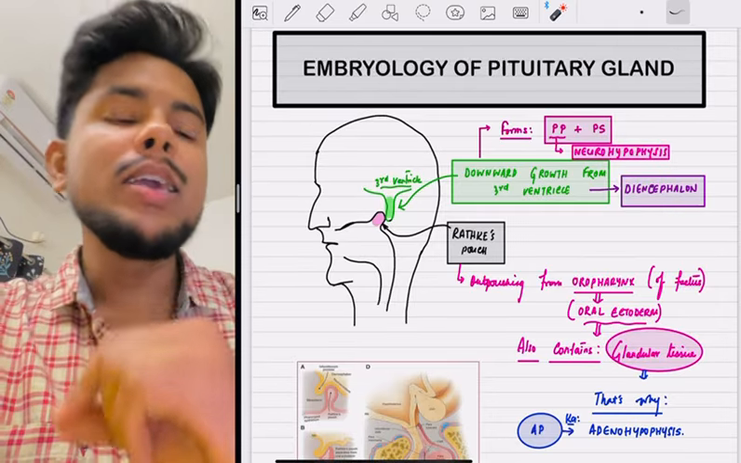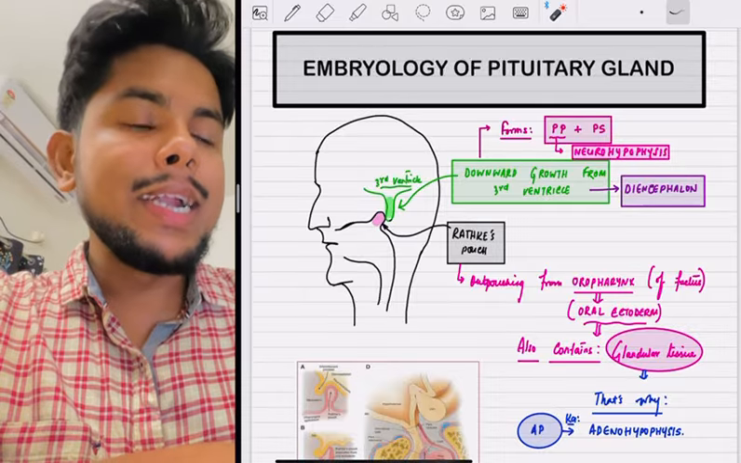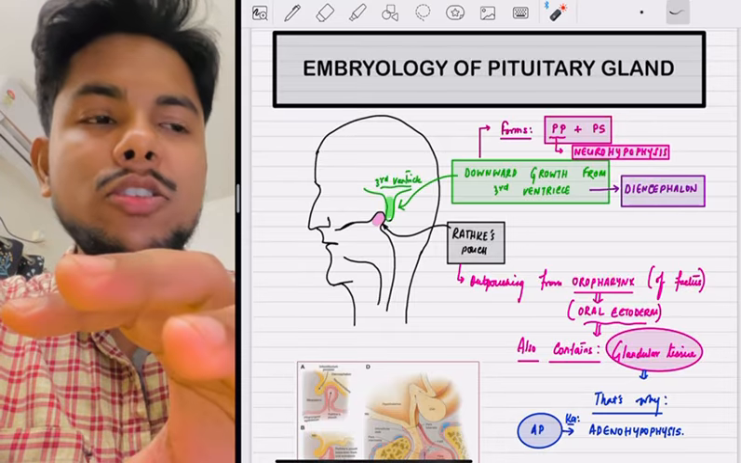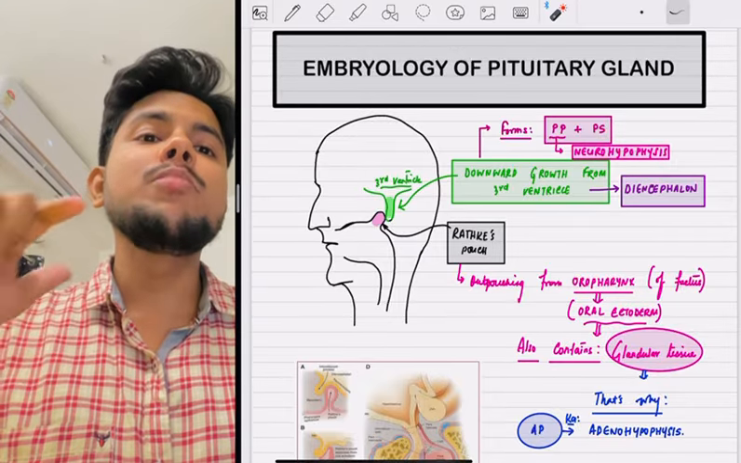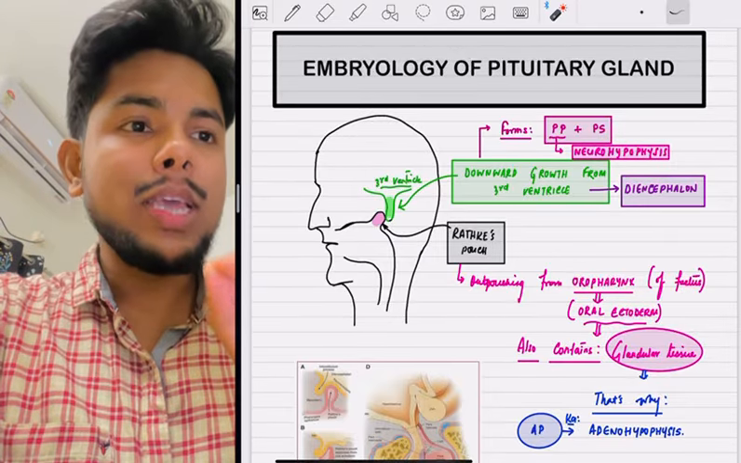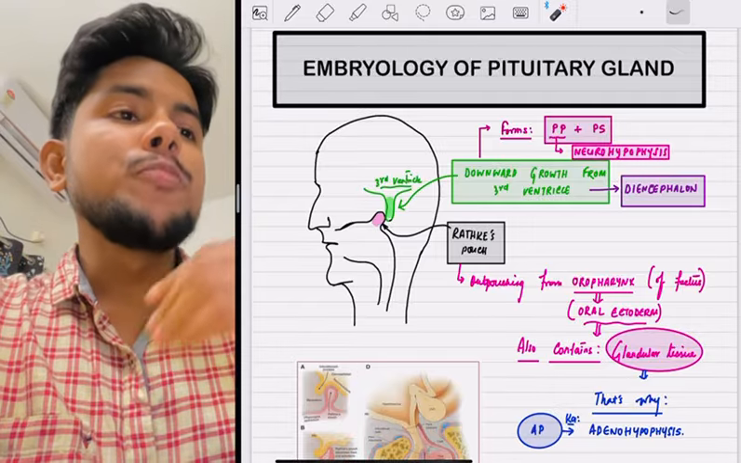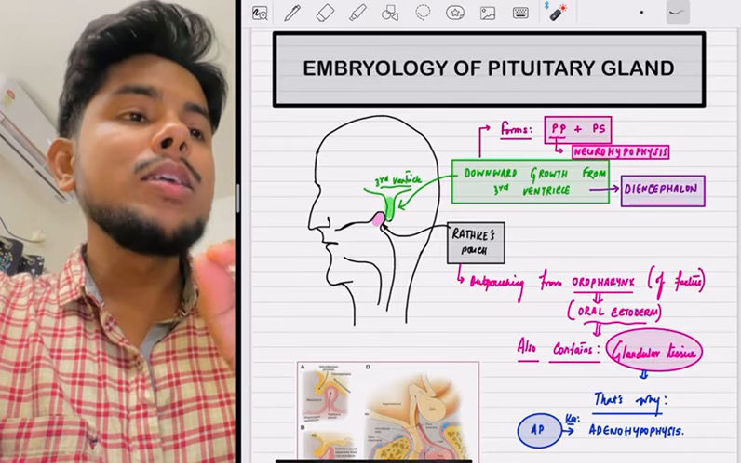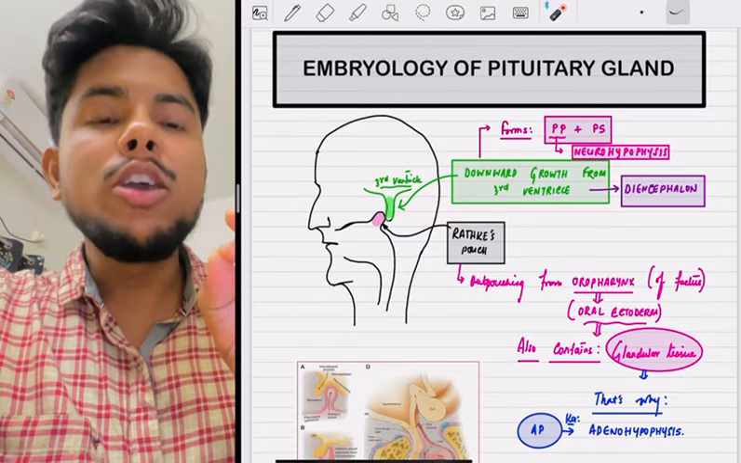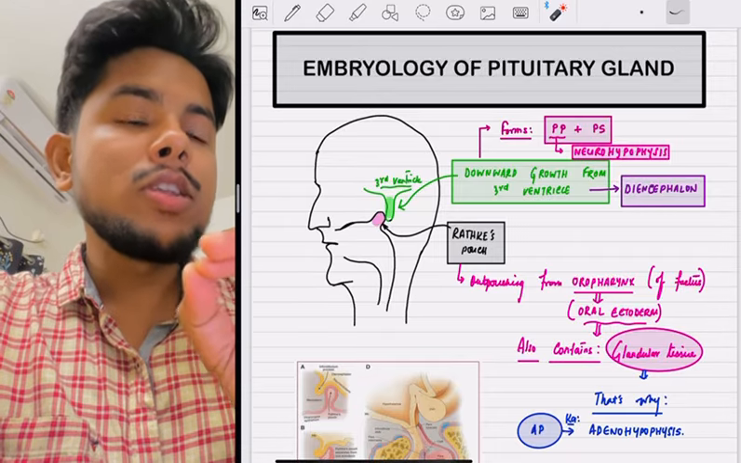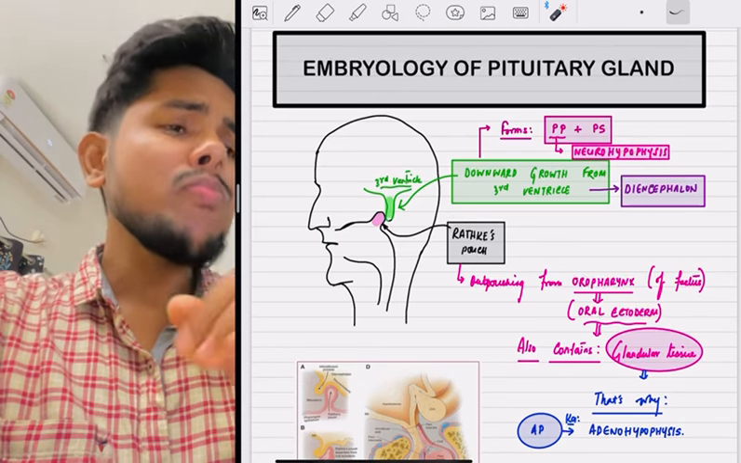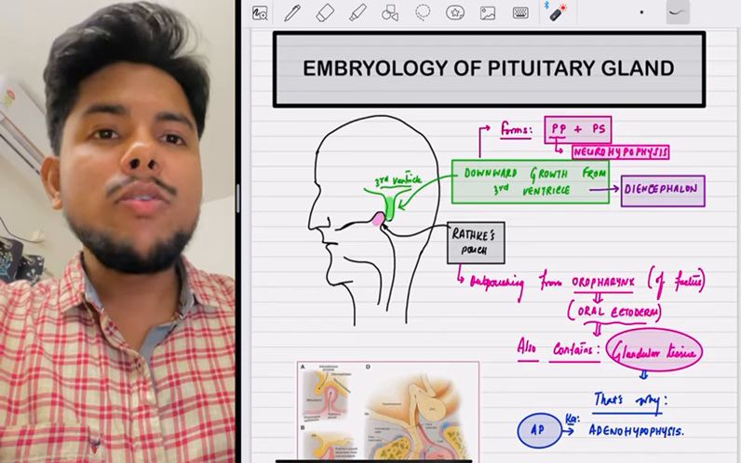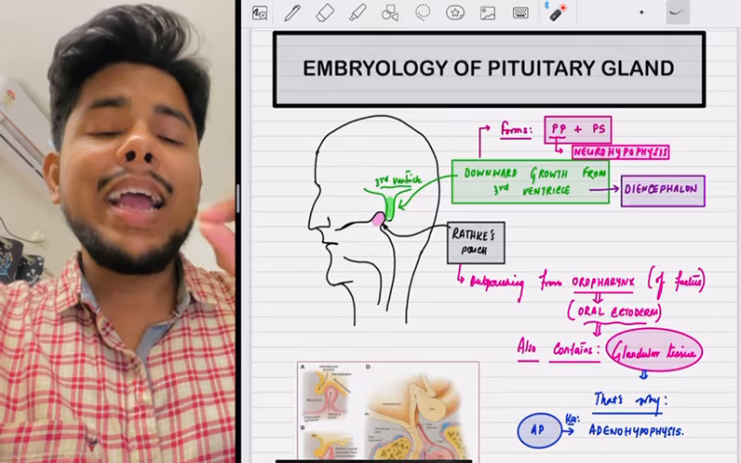And exactly this is why the anterior pituitary gland is also called adenohypophysis. Adeno means gland, just because the oropharyngeal mucosa contains numerous glands, so they are called adenohypophysis. And the posterior pituitary gland is also called neurohypophysis because it embryologically originates from nervous tissue or neuronal tissue. Am I clear?